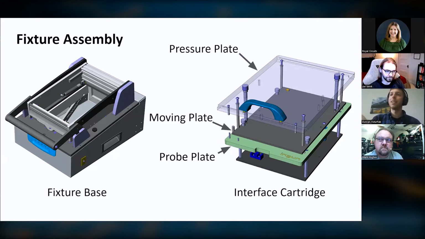The green plate is called the probe plate, and that's where the test probes will actually be mounted. The moving plate will hold the DUT to make sure it's flat and doesn't bend when it's pushed down inside of the fixture. And then the pressure plate will have pressure fingers on it, which will push down on the circuit board and apply even pressure against it and hold it against the test probes when the test fixture is closed.